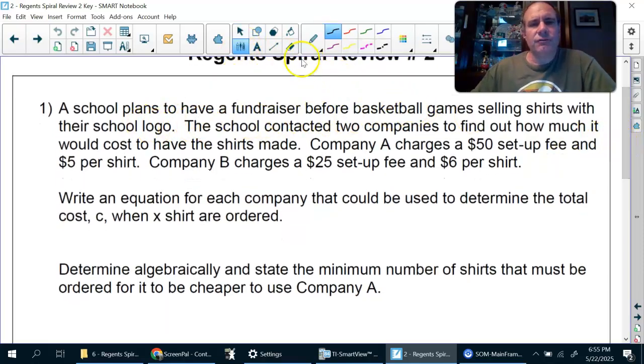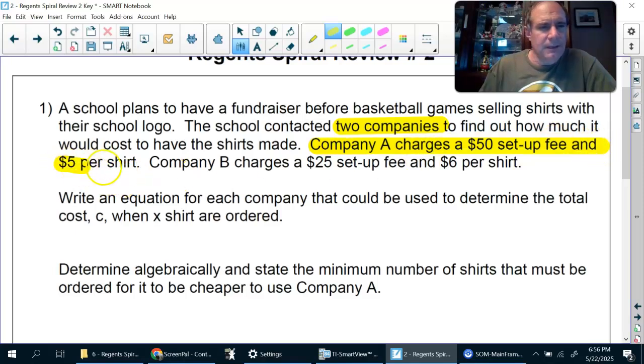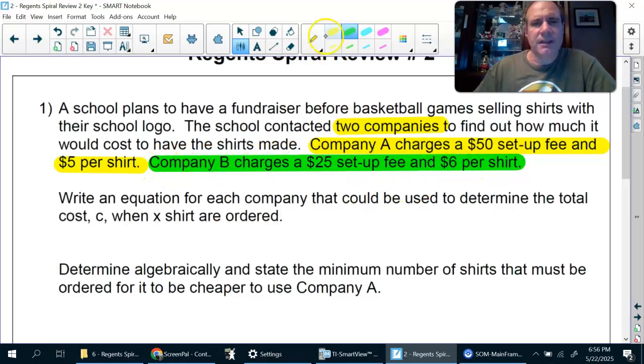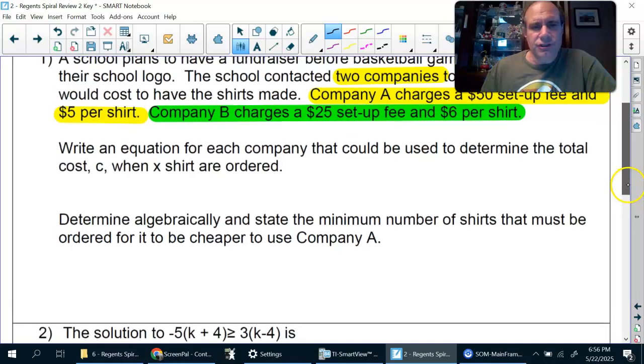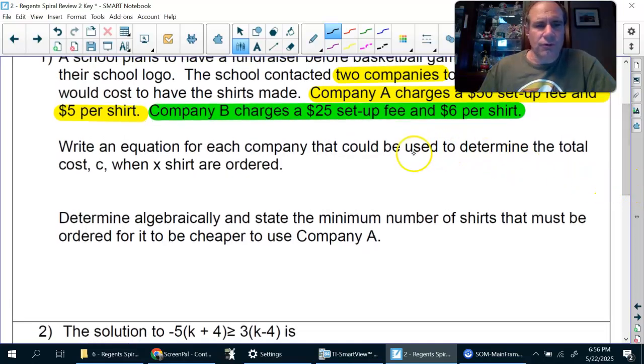A school plans to have a school fundraiser at basketball games selling shirts with their school logo. The school contacted two companies to find out how much it would cost to have the shirts made. Company A charges this amount and $5 per shirt. And company B charges a $25 setup fee and $6 per shirt. Write an equation for each company that could be used to determine the total cost.